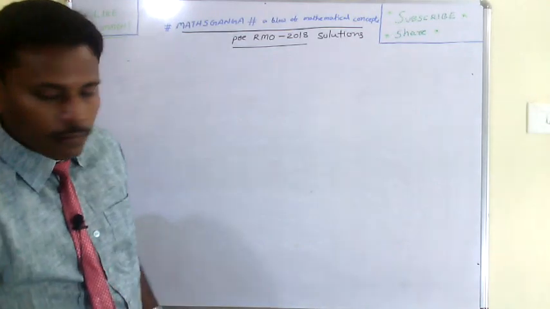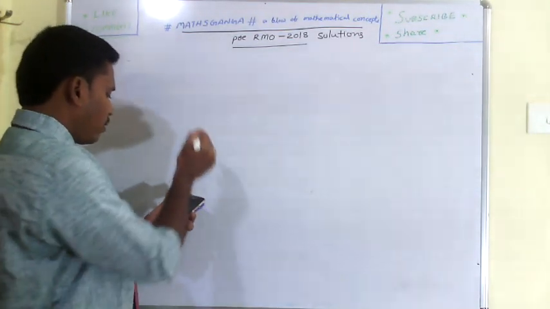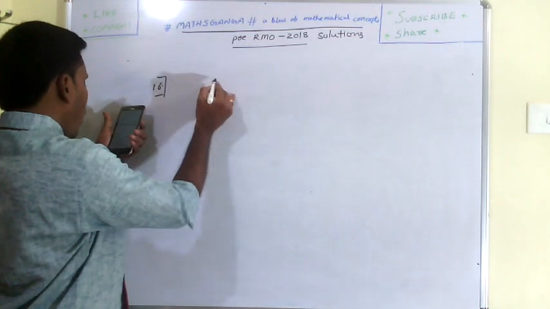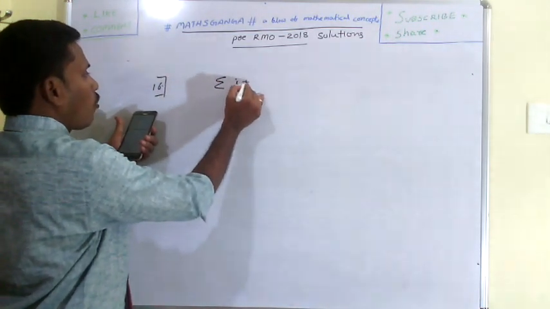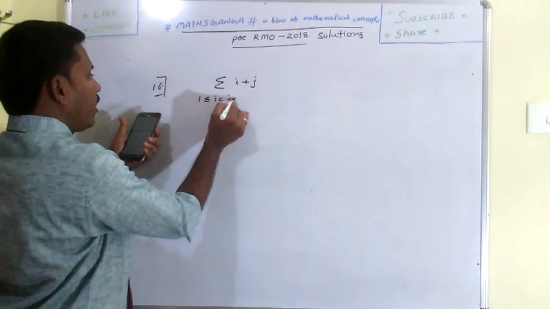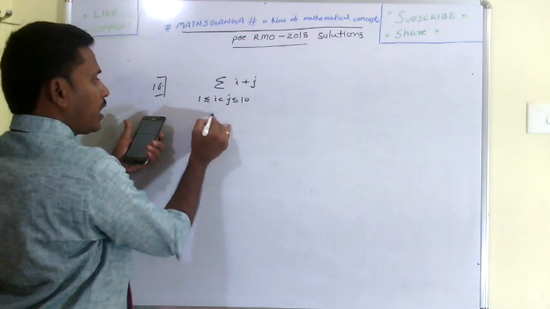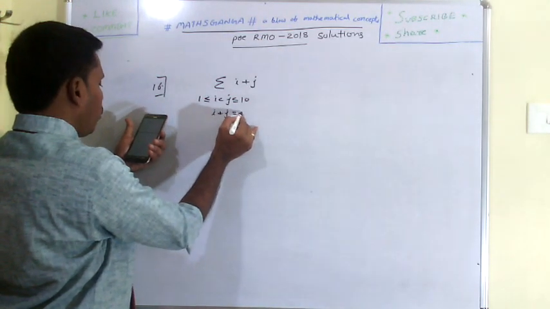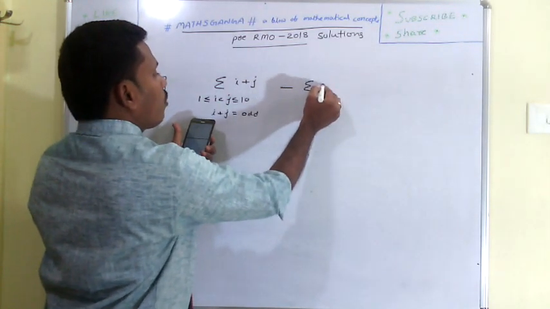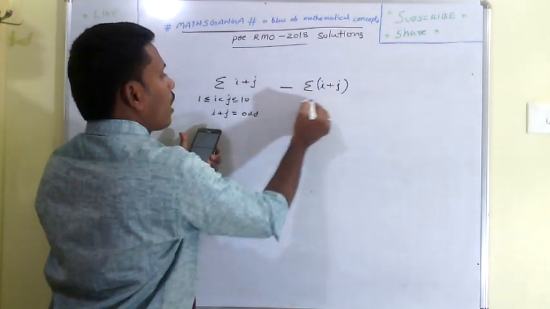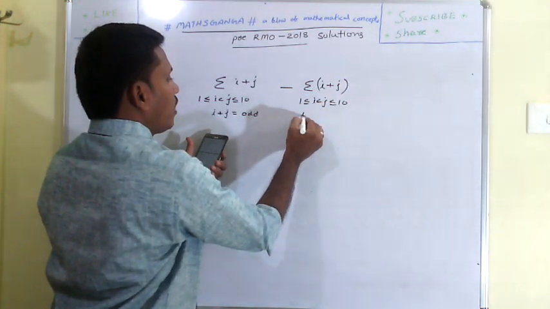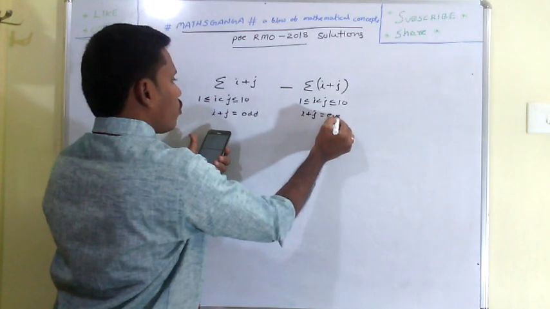And next we need to concentrate on which one? The 16th problem. The 16th problem is somewhat a tricky problem, where it is mentioned that we need to calculate the summation of i plus j, where the values of i and j are running between 1 and 10 such that i is less than j, and i plus j is odd here. And we have another summation where we need to subtract the summation of i plus j. Here also the values of i and j are running between 1 and 10 and i is less than j such that i plus j is even.